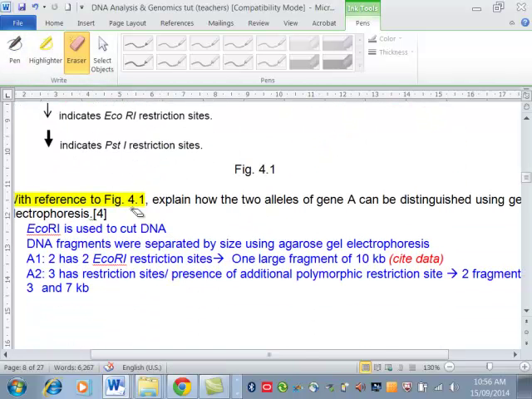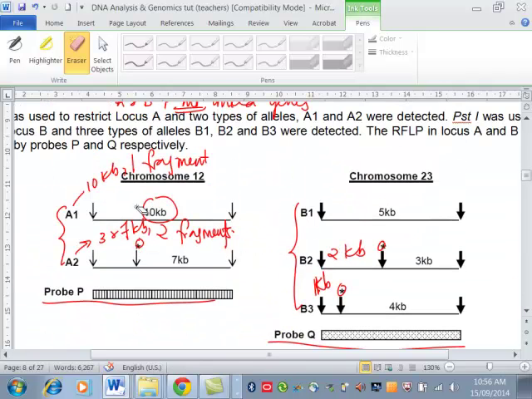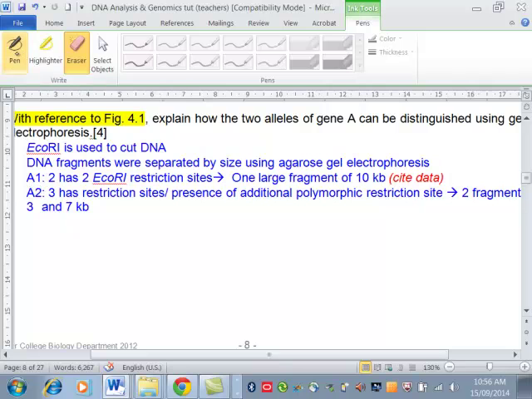Now we are ready. With reference to figure 4.1, how two alleles of gene A can be distinguished using gel electrophoresis. So, can anyone tell me how do we distinguish the two alleles of A1 and A2 when you do gel electrophoresis? They will give different bands. Very good. So A1 will give how many bands? 1. A2 will give 2 bands, and you tell me the size. Right. So that's the answer. A1 will give one large fragment of 10 kb, and this is the part where you cite data. You must cite data because it says with reference to figure 4.1, and A2 has 2 fragments of 3 and 7 kb. Okay, so I think this part is quite simple.